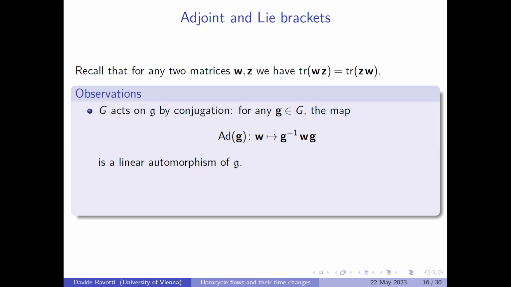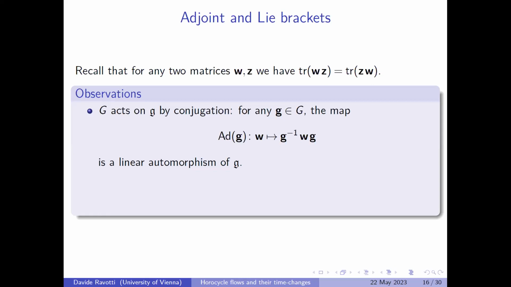Why? Little g are all the matrices with zero trace, and by this property here, the trace of g inverse W g is the same as the trace of W. So if the trace was zero, the trace of this matrix is also zero. So for every element of my group, I have a linear automorphism of my little g by conjugation.